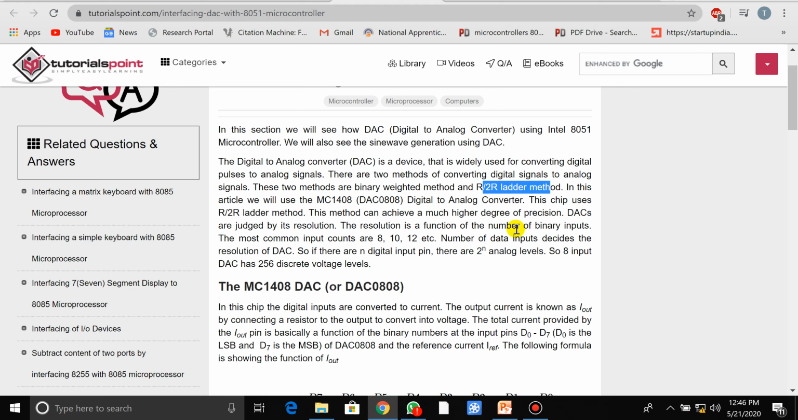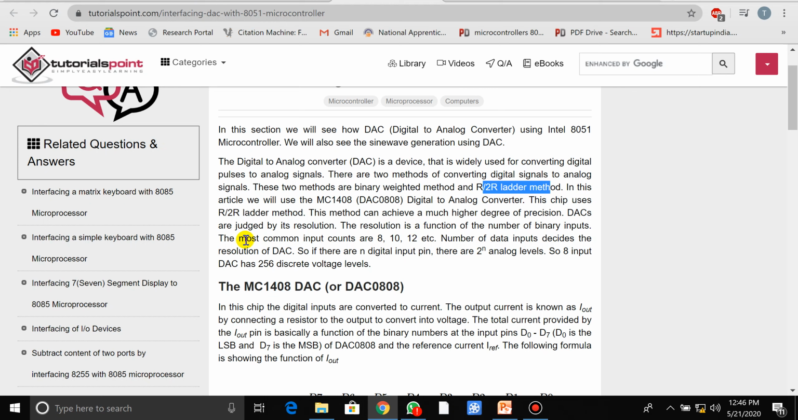So majorly they are going to convert DAC, that is digital to analog conversion, in two methods. One is the binary weighted method, another one is the R2R ladder method. Kindly remember in this article, here we are going to study this. The chip uses the R2R ladder method. This method can achieve a much higher degree of precision.